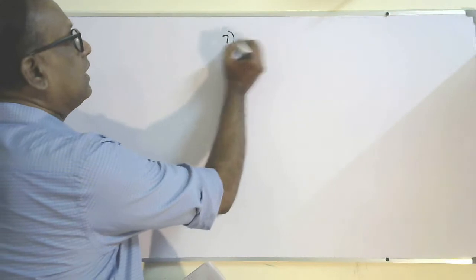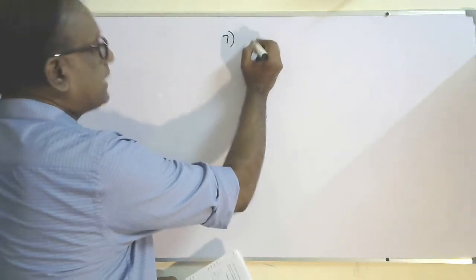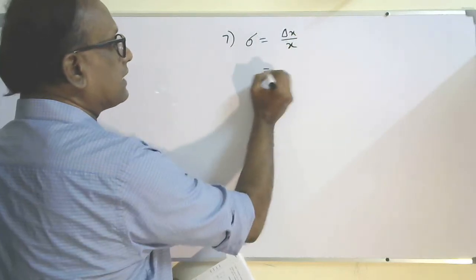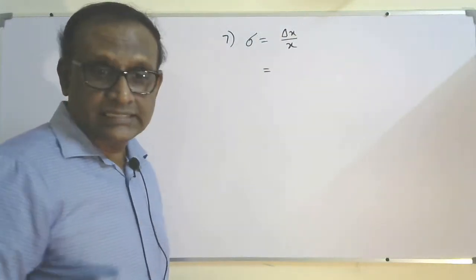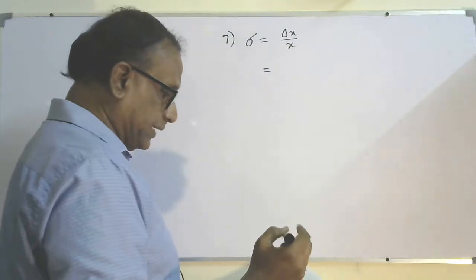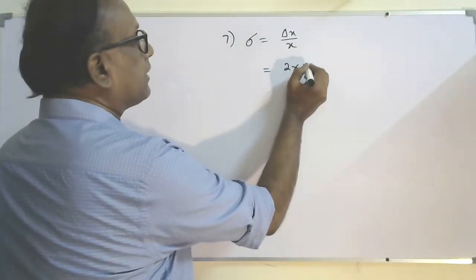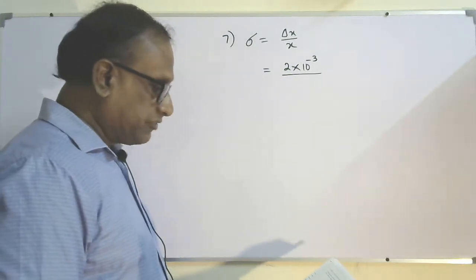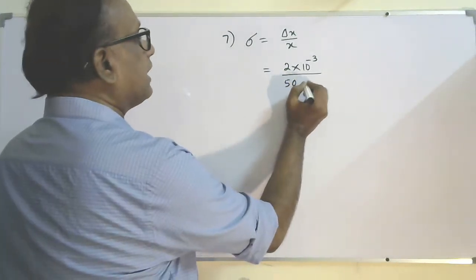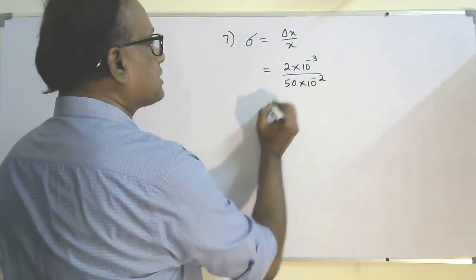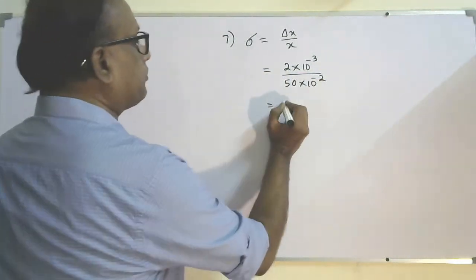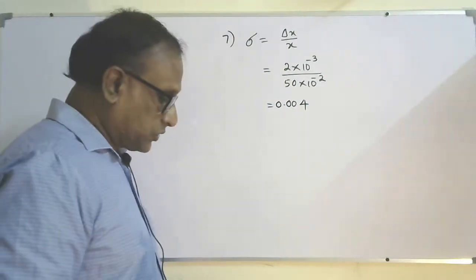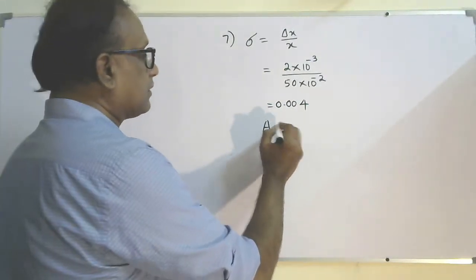So the strain is delta x over x. x is the initial length, delta x is the extension. So the extension is 2 millimeters, so 2 times 10 to the power minus 3 divided by the initial length, which is 50 centimeters, 50 times 10 to the power minus 2. Solve it, you will get 0.004, which has no unit. So the correct answer is A.